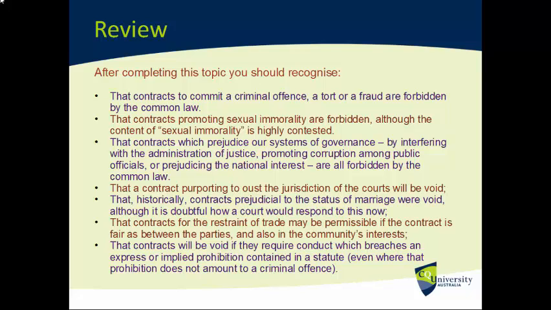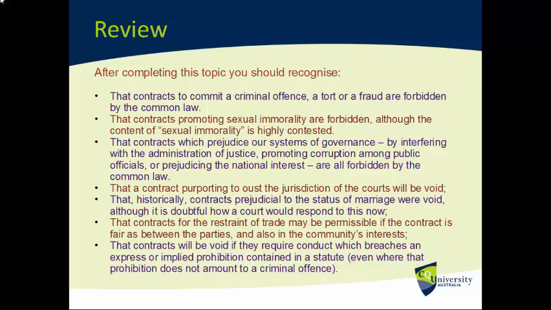So what have we looked at this week? Well, we've looked at the fact that contracts to commit a criminal offence, a tort or a fraud are all forbidden by common law. The contracts promoting sexual immorality are forbidden, although I can't for the life of me understand why. Contracts which prejudice the administration of justice or which promote corruption are forbidden. Contracts ousting the jurisdiction of the court are void. Contracts prejudicial to the status of marriage are void, although heaven alone knows what that means in the modern world.